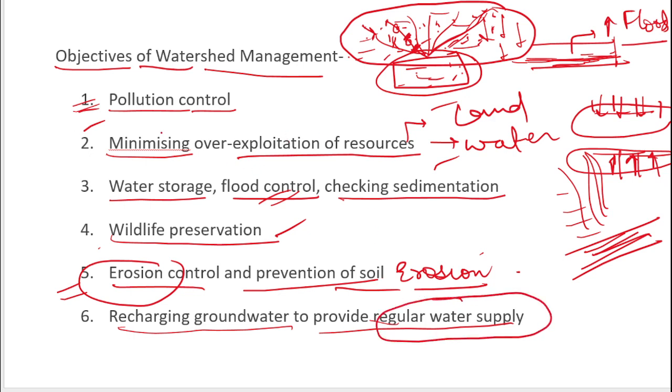So these are some of the objectives of watershed management. I hope you all understand. और भी कुछ ऑब्जेक्टिव्स आपको लग रहे हैं इसमें होने चाहिए, तो आप कमेंट्स करके जरूर बताएं हमें क्या ऑब्जेक्टिव्स हो सकते हैं. So that is all for today.